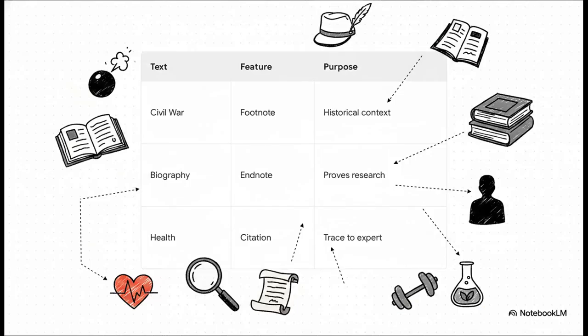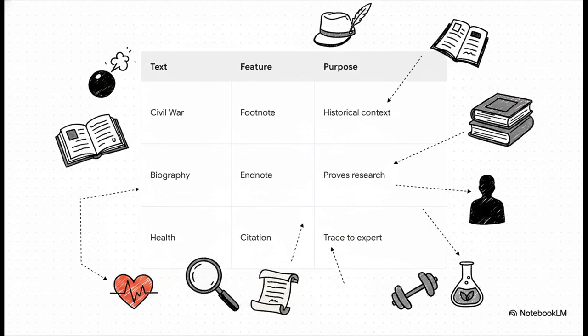Let's actually look at how this plays out with 3 quick examples. First, imagine a Civil War article mentioning Gettysburg in 1863. The author drops a footnote. Why? To ensure you understand the historical significance right there in context, without totally derailing the main story.